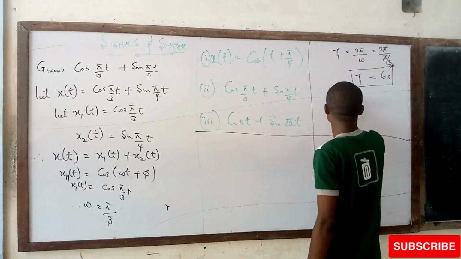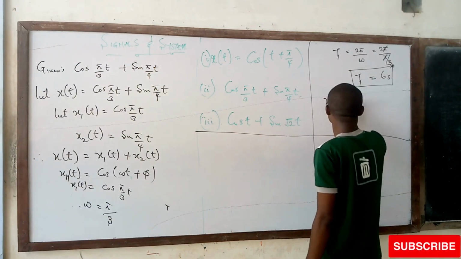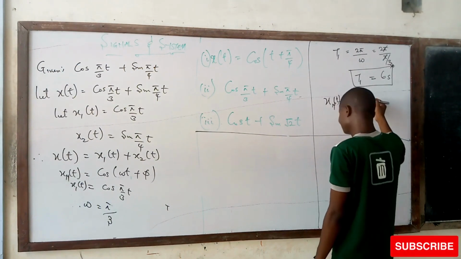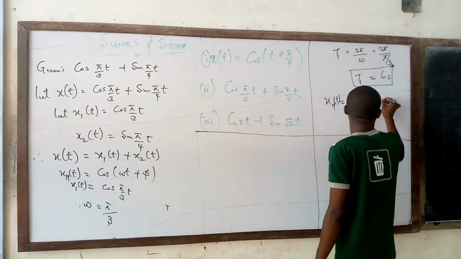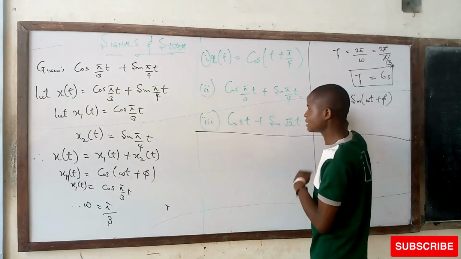Let's do the same to x2. xn can also be in this form if it is in trigonometry: sine of (omega t plus phi). So in this case, we will compare our xn of t with what?